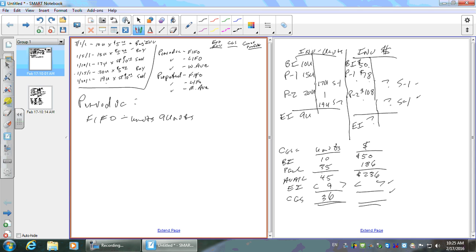Well, I had 10 at the beginning, right? Are those the ones I'm going to use? No, it's first in, first out. I sold those. Which ones am I going to use? The last ones I bought, 20 for $5.40, so those 9 units are going to be at what? $5.40, and that's all there is to it. Okay? What's 9 times 540?